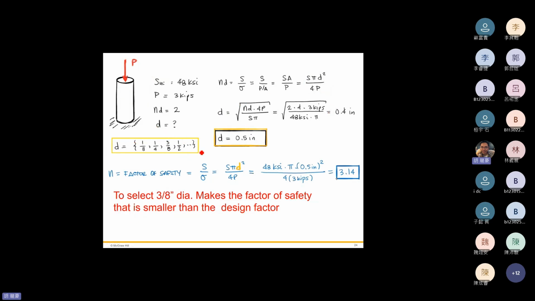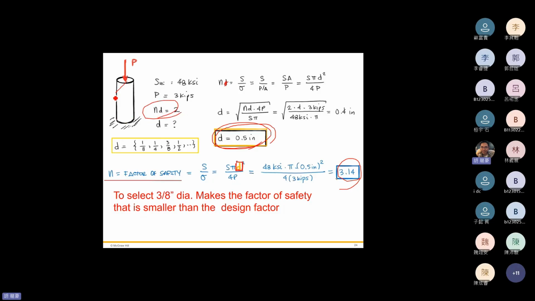Based on this result, we can plug this number into the safety vector equation. There's a typo here; this should be safety vector. So we can plug the diameter 0.5 inch here, and we get the safety vector equals 3.14. Okay, so the safety vector is always greater than the design vector.